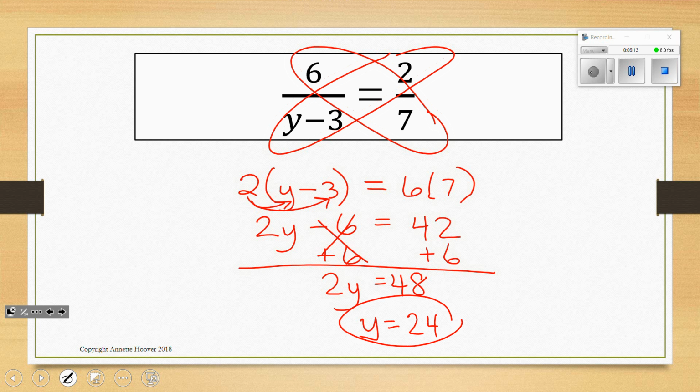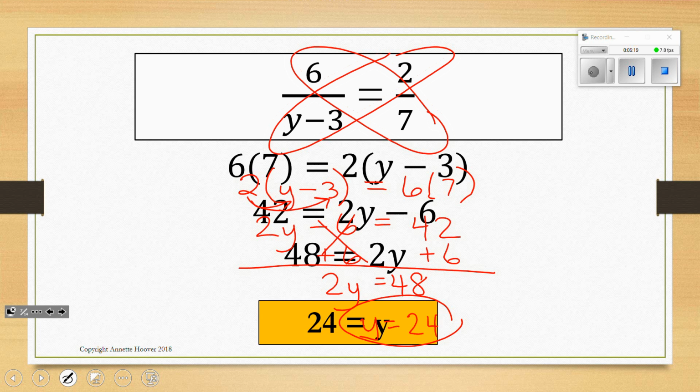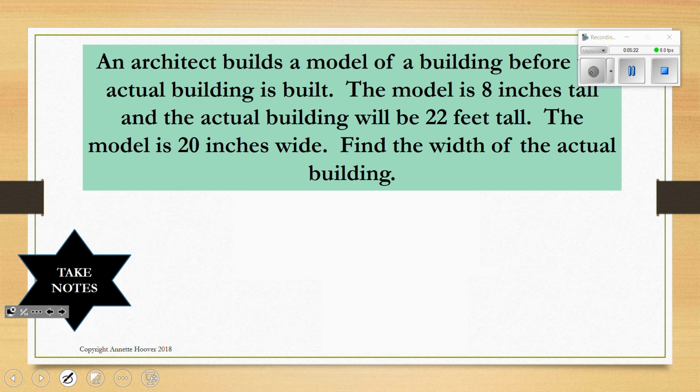Now what I want to do is start looking at what this would look like when we're doing problem solving. Get to the next slide. An architect builds a model of a building before the actual building is built. The model is 8 inches tall and the actual building will be 22 feet tall. The model is 20 inches wide. Find the width of the actual building.